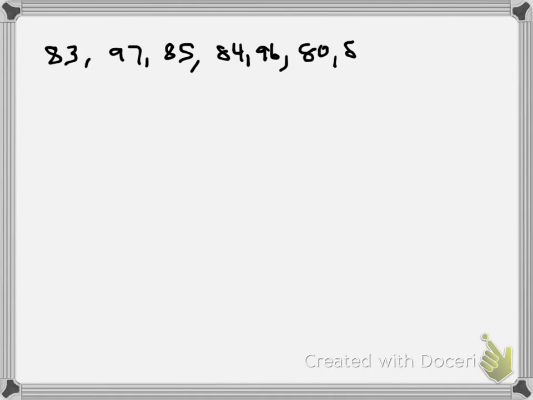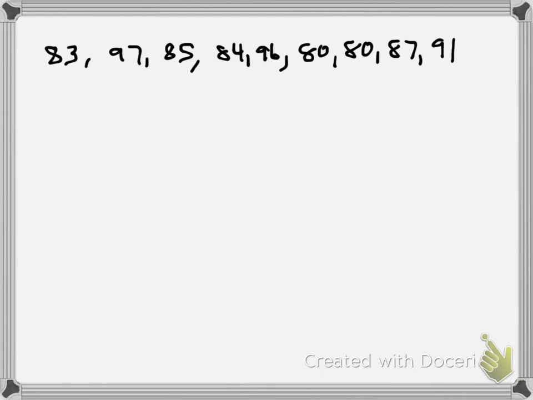All right, so let's start with a set of data and let's find those 5 key points. Now, in the Common Core book that we've adopted, they called them the 5 summary points. I've never heard that phrase before, but that's what they're using. So first thing you're going to do is get a set of data. And we've got 83, 97, 85, 84, 96, 80, 80, 87, 91. So what's the first thing we need to do with this data?